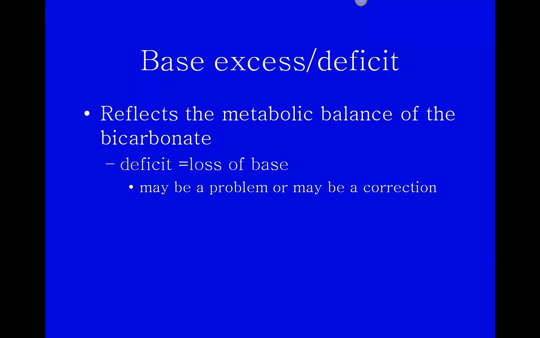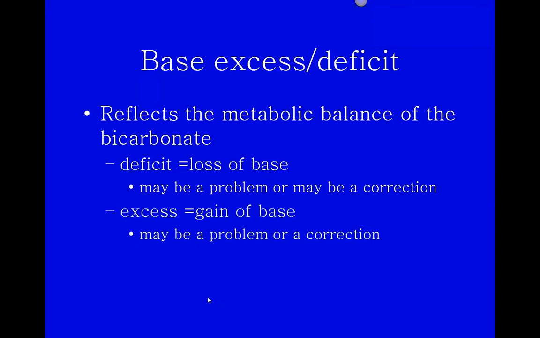Or it may be the result of a correction, meaning the body told the kidneys, get rid of some bicarbonate because maybe we have excess of another item, or the body's trying to balance out the pH. If the pH is very alkalotic, we have a high pH, then the body would try and get rid of bicarbonate. And so when we have a negative number, it may be that we've lost bicarbonate, either through the kidneys or maybe through things like diarrhea or excessive vomiting, and it may be a problem or a correction.